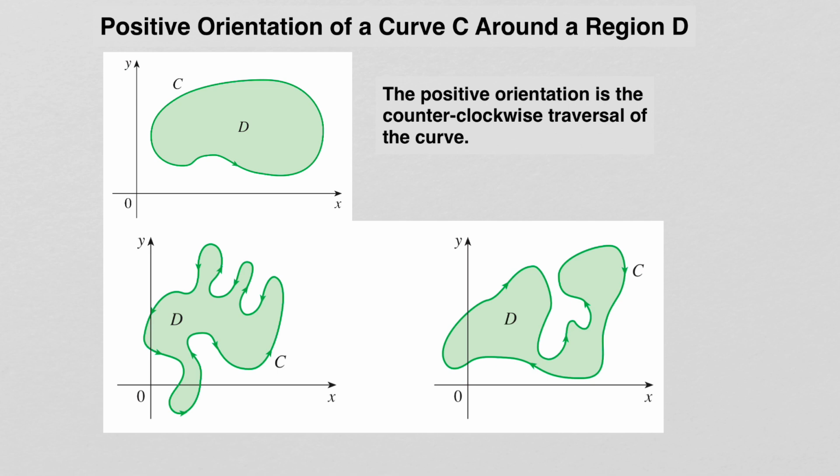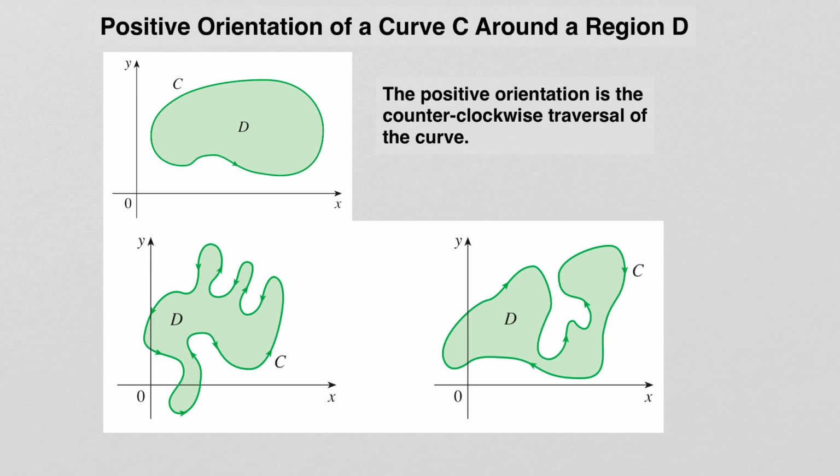Suppose we have a simple closed curve C that surrounds a region D, or you could even say that C is the boundary of D. The positive orientation is the counterclockwise traversal of the curve.